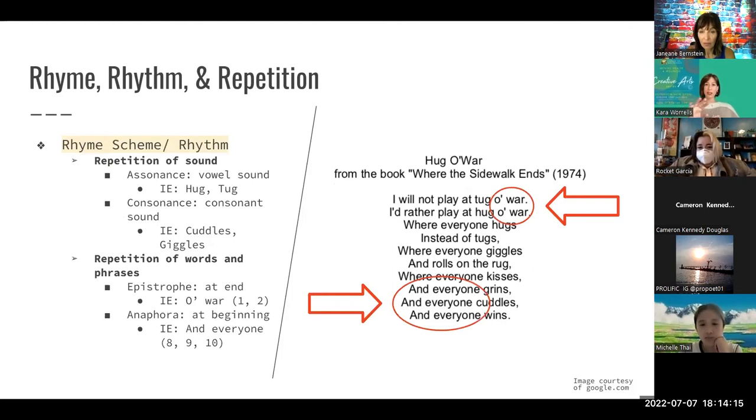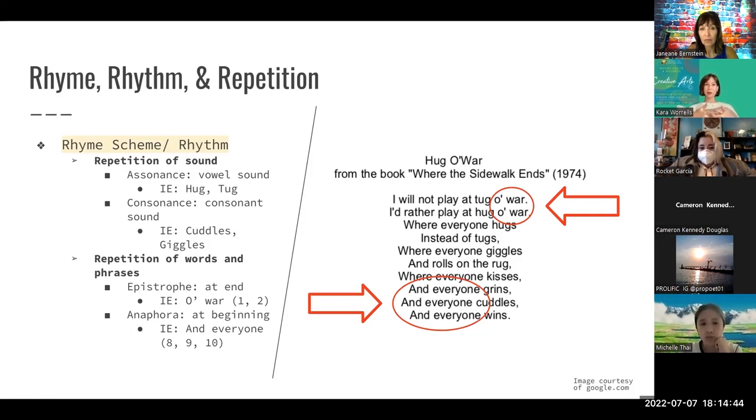So I've provided an example of Hug o' War by Shel Silverstein. If any of y'all know who Shel Silverstein is, he wrote poetry books for children to help communicate certain themes about life and make poetry accessible. Now that we have an understanding of what meter is, we can get into rhythm and rhyme schemes.